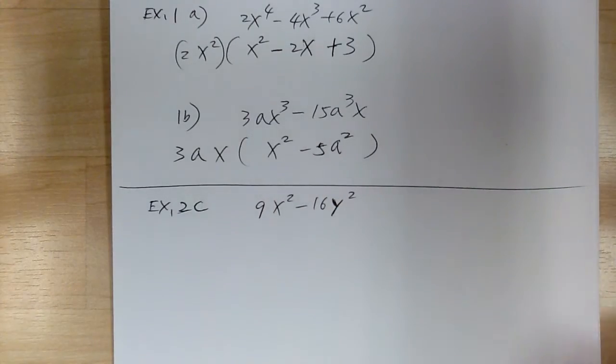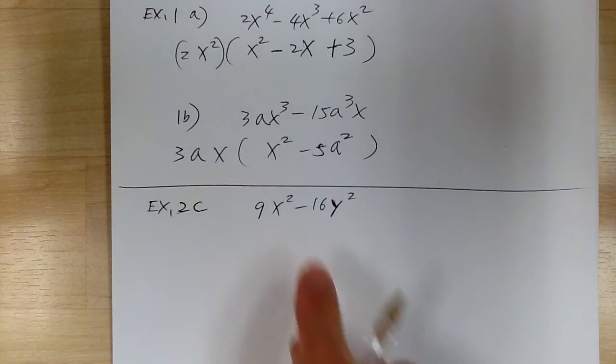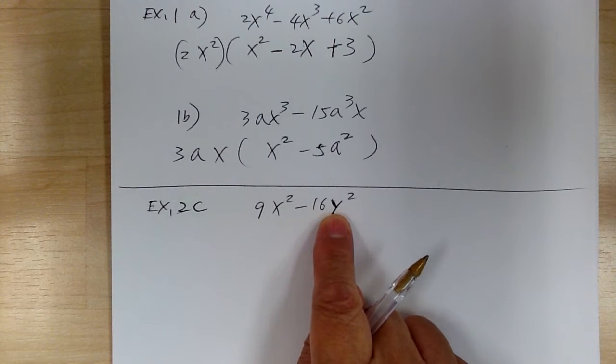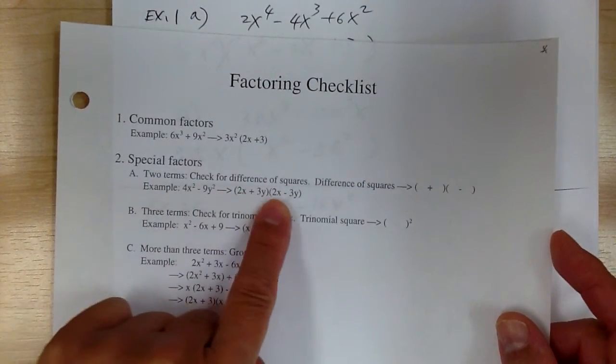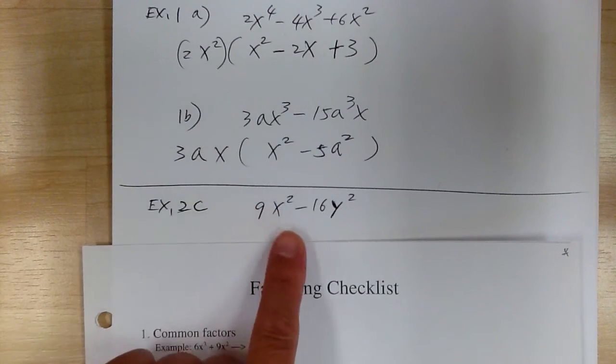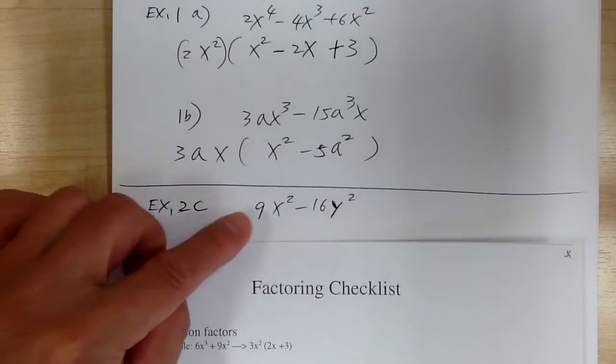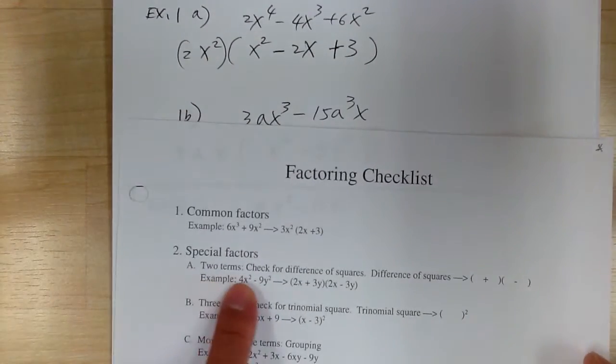So you go through the checklist, right? Step 1, common factor. So do we have anything in common? No. So step 1 cannot. So you go to step 2. Okay, so step 2, you're looking for difference of squares. So this is a square. Difference of squares means you have perfect square minus perfect square. So yes, this is your step 2a.